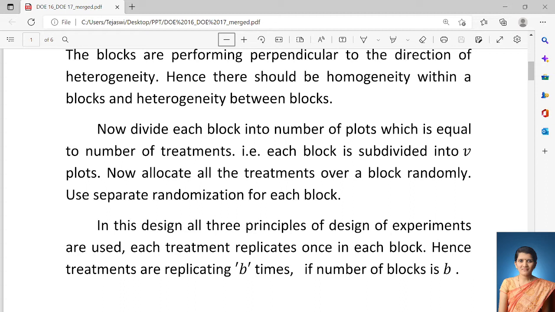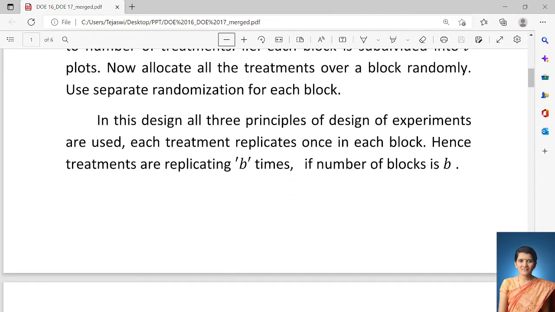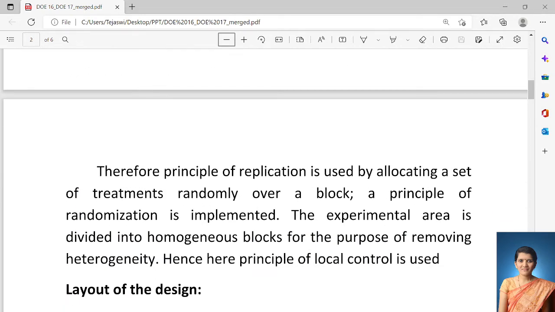In this design, all three principles of design of experiments are used. Each treatment is replicated once in each block. Hence, treatments are replicated b times if the number of blocks is b. Therefore the principle of replication is used. Allocating the set of treatments randomly over the blocks, the principle of randomization is implemented. And the experimental area is divided into homogeneous blocks for the purpose of removing the heterogeneity. Hence here the principle of local control is also used.